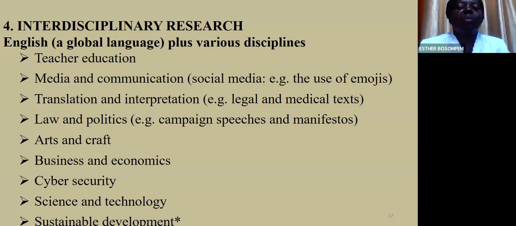Law and politics, we can analyze campaign speeches, manifestos, and other things. Arts and craft, business and economics, cybersecurity, science and technology, with the AI, as we know, heading the block. And then sustainable development, which happens to be all over. It's now a global assignment. So we can look at, yes, someone has written language and media. So there is a lot. We can't say English is just English about grammar and reading. We can explore. Let's open up our tentacles and explore. Let's move on, please.